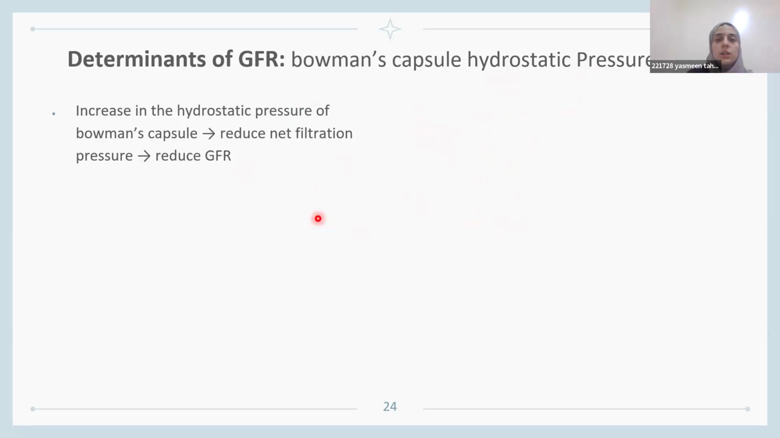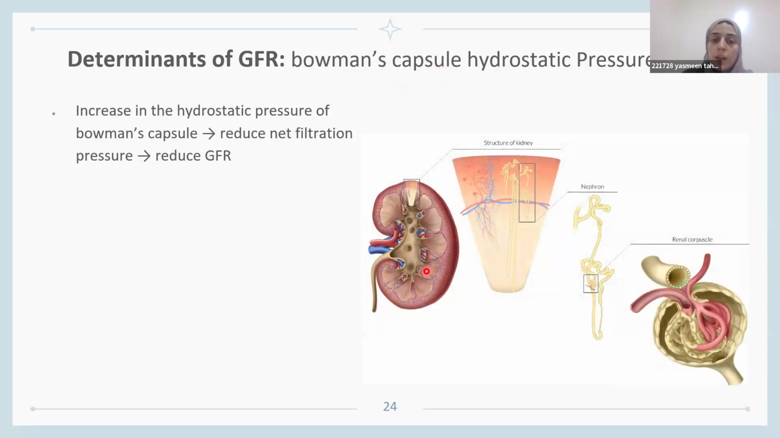What other causes can have an increased hydrostatic pressure in the Bowman's capsule? Bowman's capsule is the first place of making the urine. So for any reason we have obstruction anywhere in the urinary system, this will cause the urine to accumulate and not move as easily, and will increase the Bowman's capsule hydrostatic pressure.